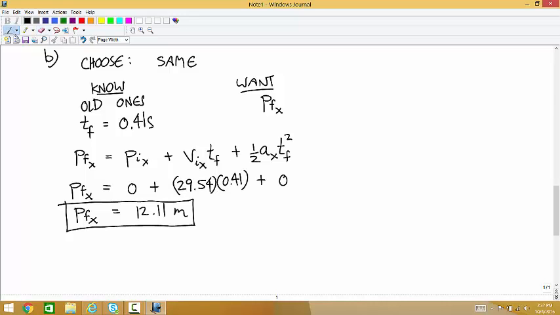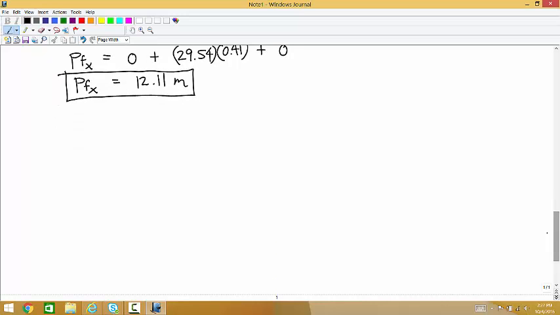Any questions about that one? Okay, so let me do another one that's sort of similar to number 1 in 2D kinematics.